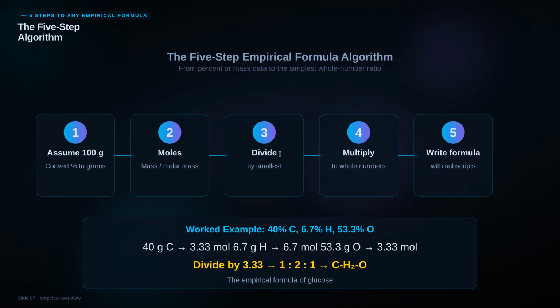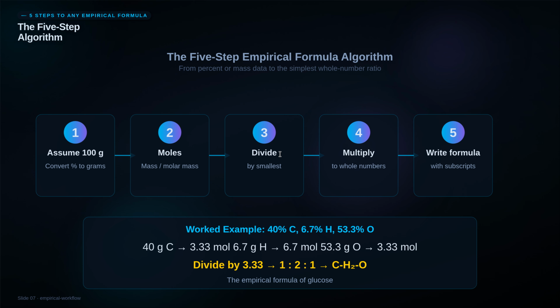Convert the mass of each element into moles by dividing the mass by that element's molar mass from the periodic table. Step 3. Divide every mole value by the smallest mole value among them. This gives the simplest ratio of atoms. Step 4. If any ratio is not a whole number, multiply all ratios by a small integer, 2, 3, or 4, until every ratio rounds to a whole number. Step 5. Write the empirical formula using these whole number subscripts.